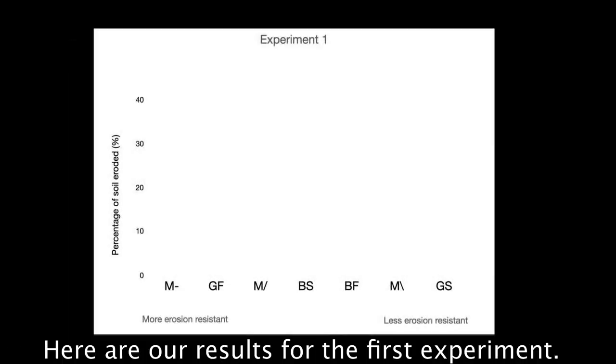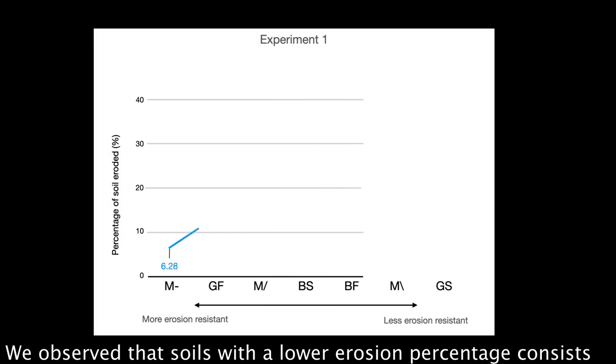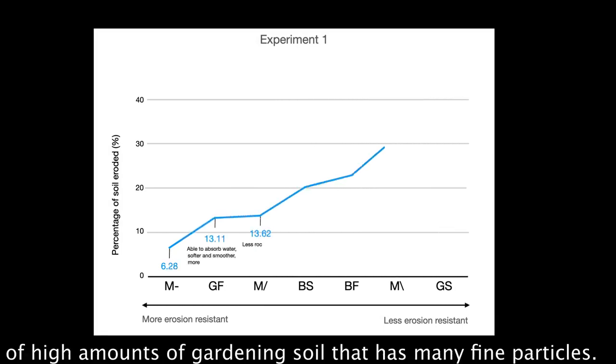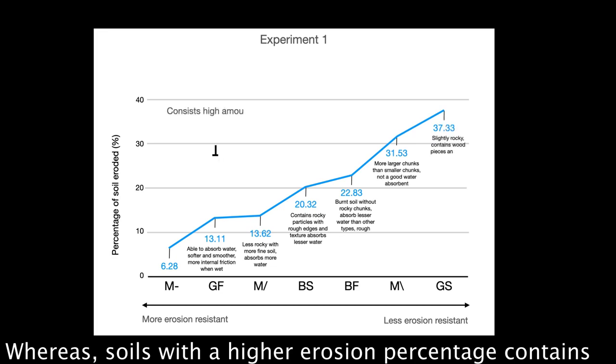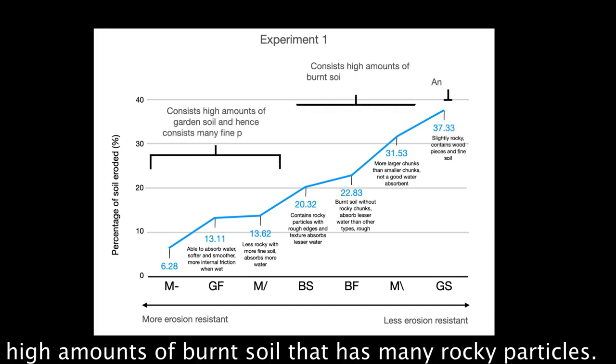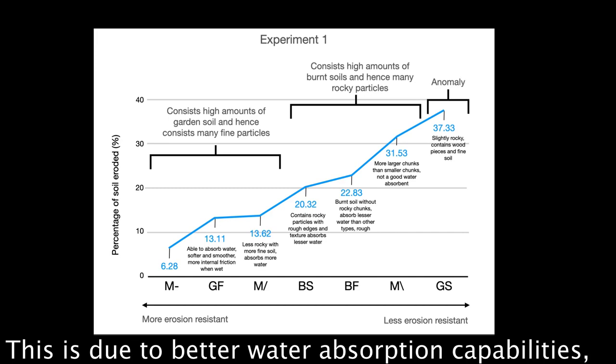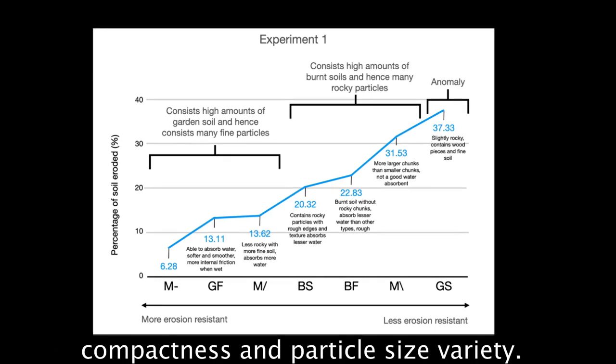Here are our results for the first experiment. We observed that soils with a lower erosion percentage consist of higher amounts of gardening soil that has many fine particles, whereas soil with higher erosion percentage contains high amount of burnt soil that has many rocky particles. This is due to better water absorbance capabilities, compactness, and particle size variety.